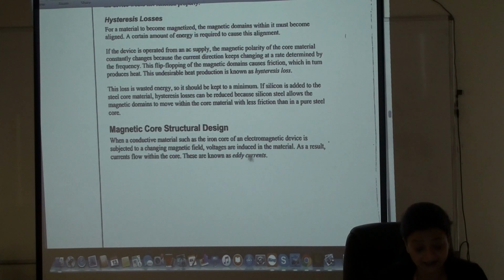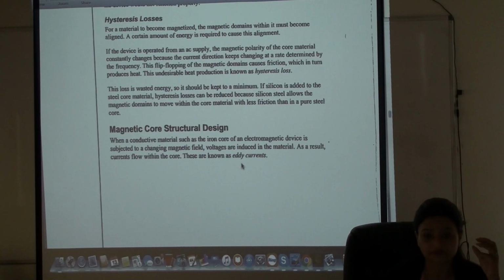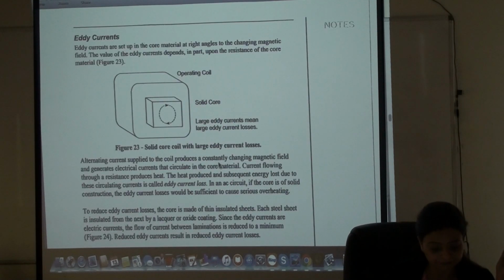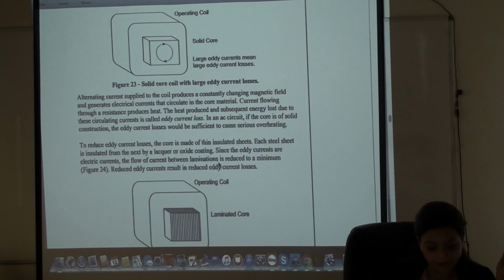What is an eddy current? Highlight this as well. When a conductive material such as the iron core of an electromagnetic device is subjected to a changing magnetic field, voltages are induced. As a result, there is current flow in the core. Those are called eddy currents. I'm sure you would have heard of the word eddy current loss. You can't really ignore it, because when you have an electromagnetic device, it will have a changing magnetic field and that will create eddy currents. So any magnetic material has eddy currents. The important term to be aware of is eddy current loss right here.